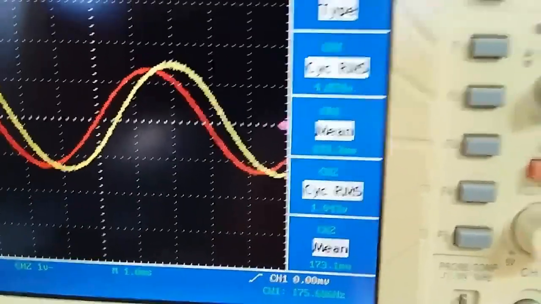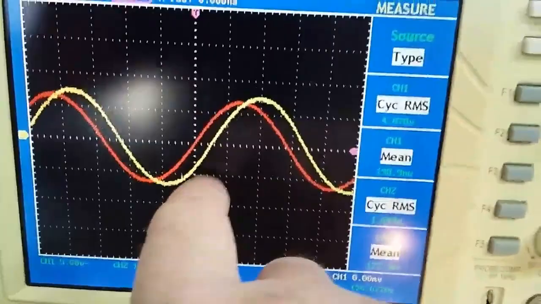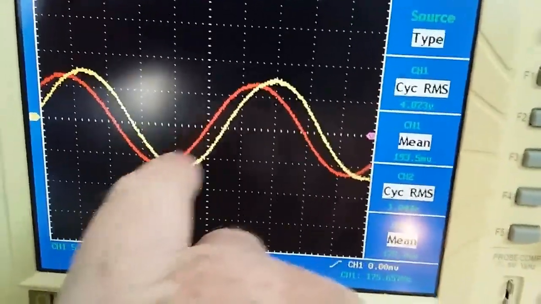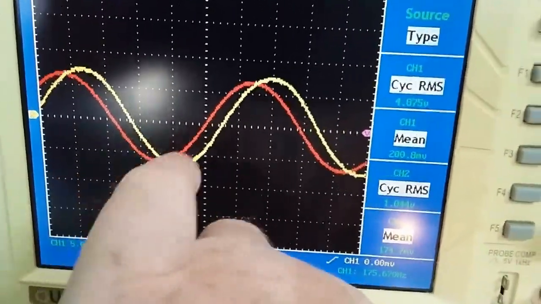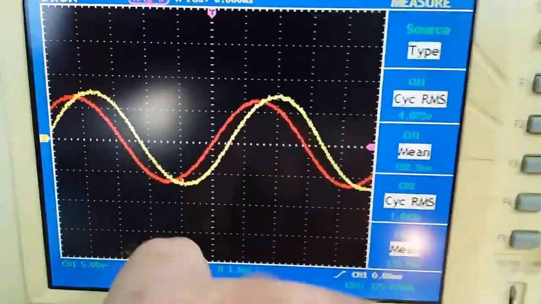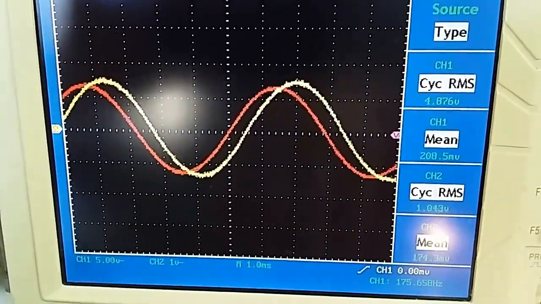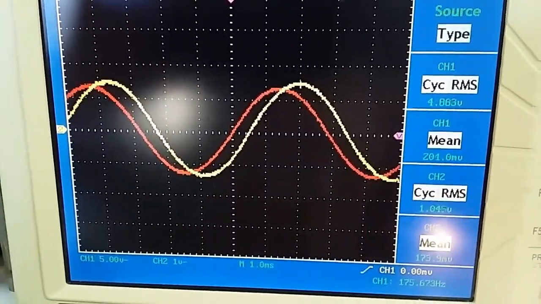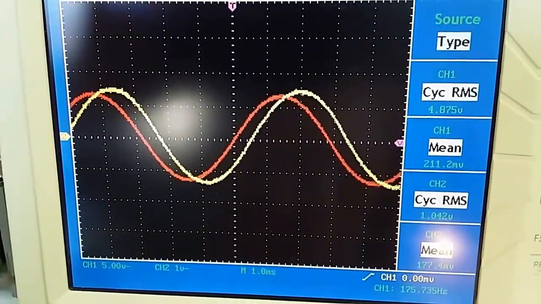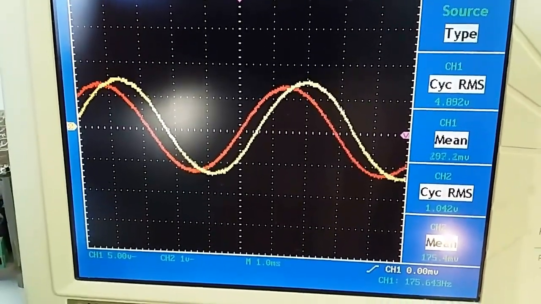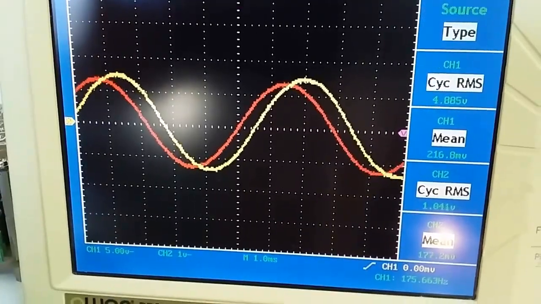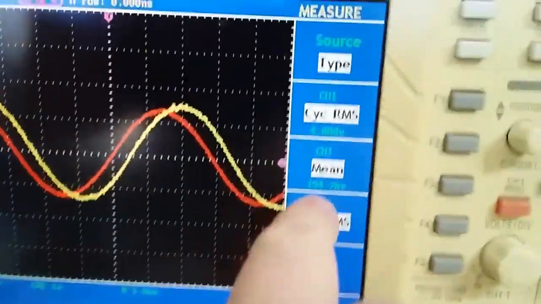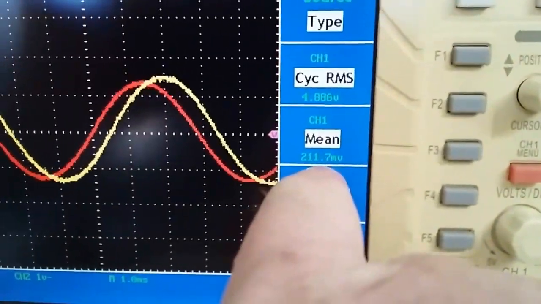Now we need to remember that AC is an alternating current, so it has both negative and positive values. If we're dealing with DC, we wouldn't have any negative values, it would all be positive values, and I'll show you that in a minute. Okay, so that's why mean is different.